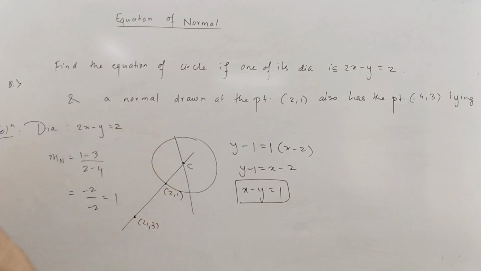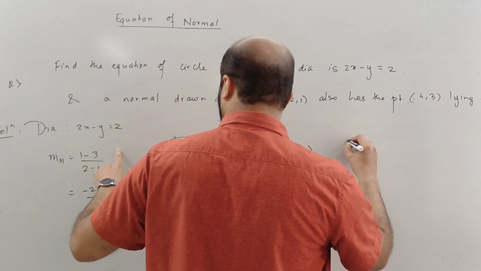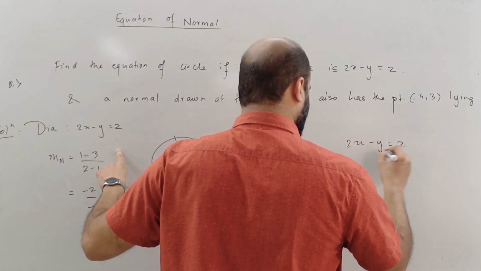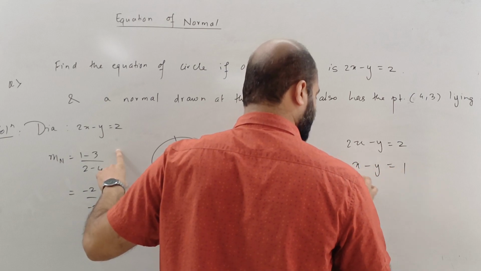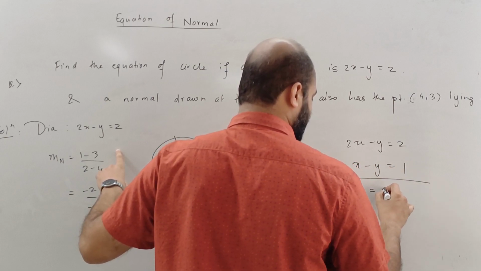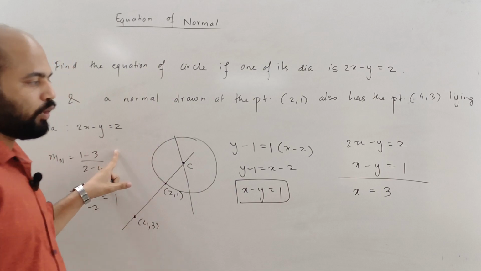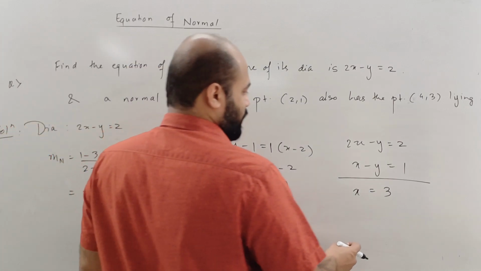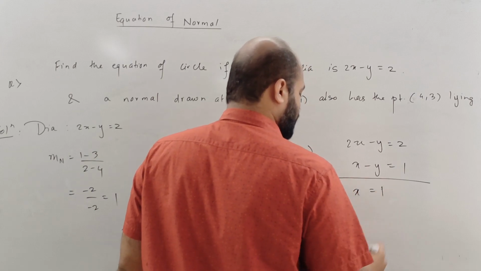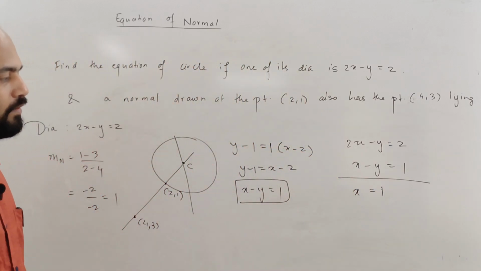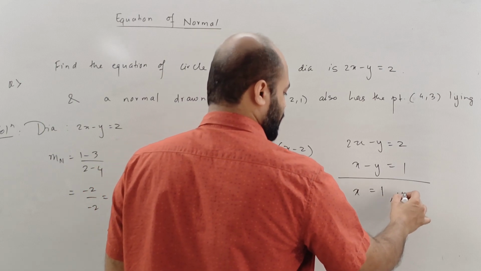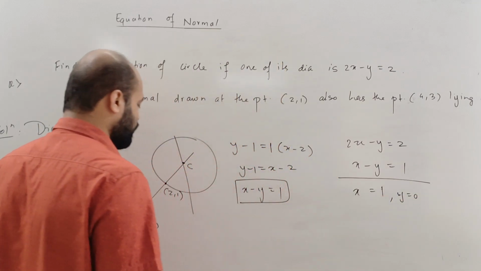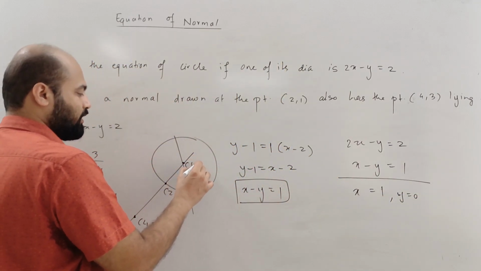The equation of this line is already given to us. Solve them together. So if we solve them together, what we are going to find out is the center. Okay, we are subtracting this. So x is going to be 1. If x is 1, y is 0. x is 1, y is 0. That means the center of the circle is nothing but 1, 0.